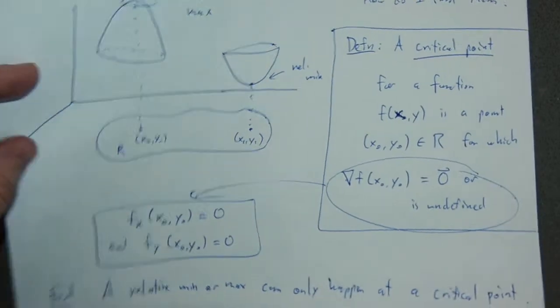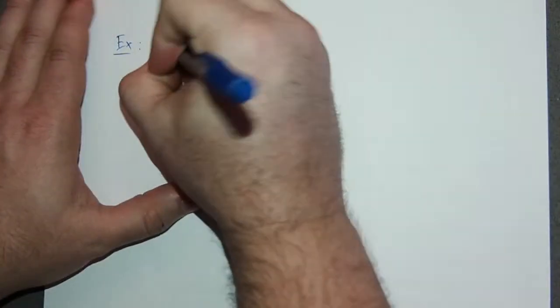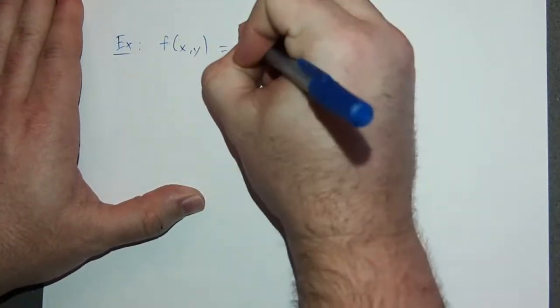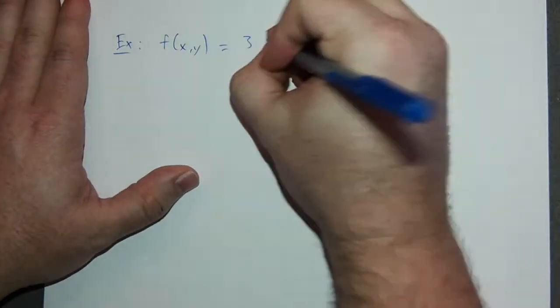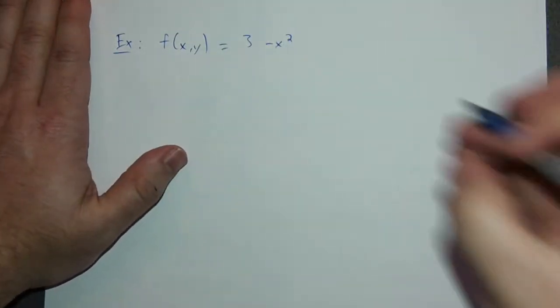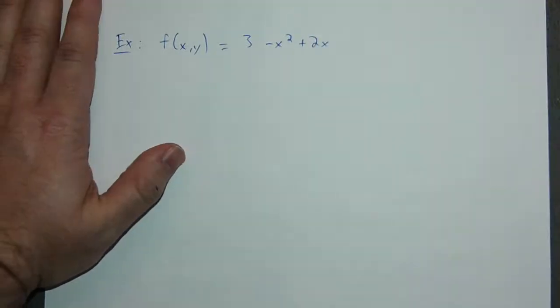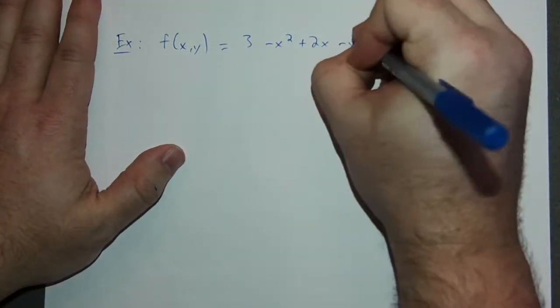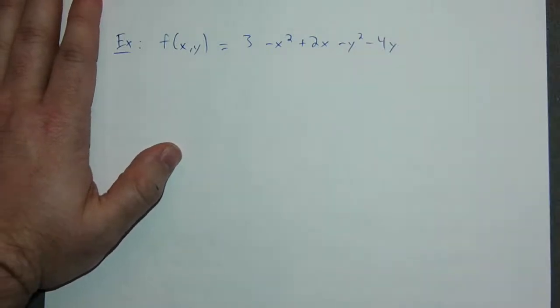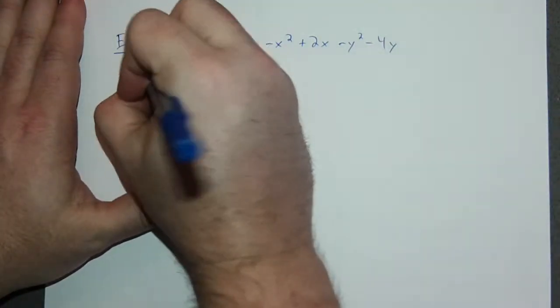All right. And so let's do an example here. Let me pick one. There was a good one I saw in the textbook earlier. Yeah, here's a good one. So let f of x, y be the function 3 minus x squared plus 2x minus y squared minus 4y. Okay, and let's find all critical points of f.